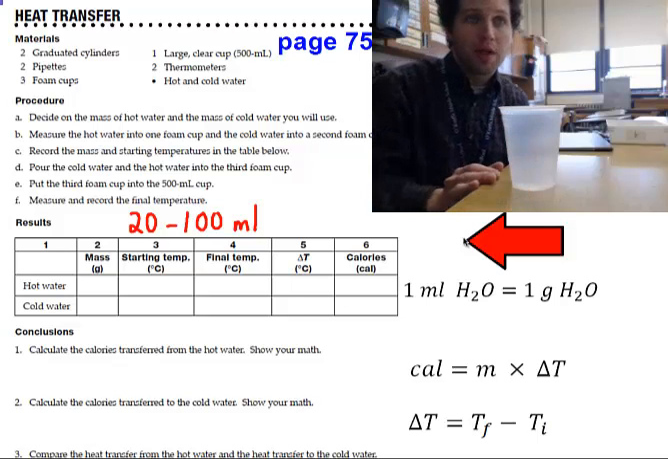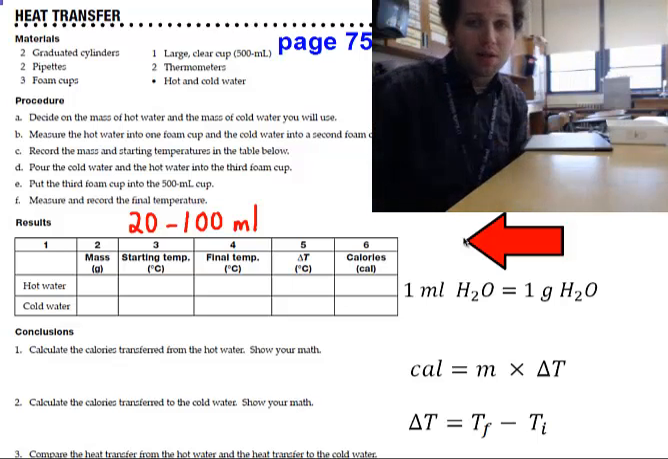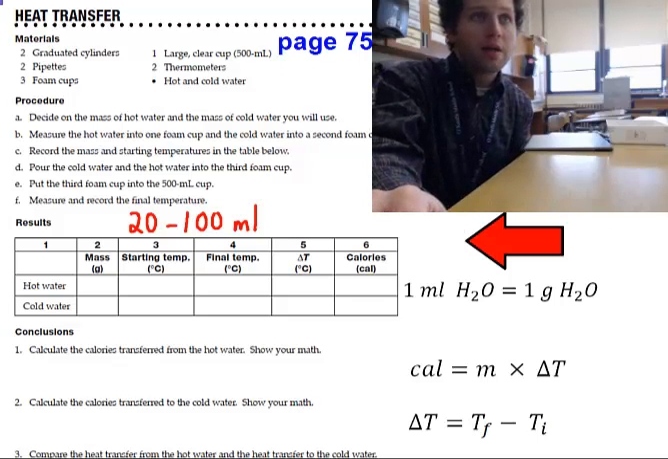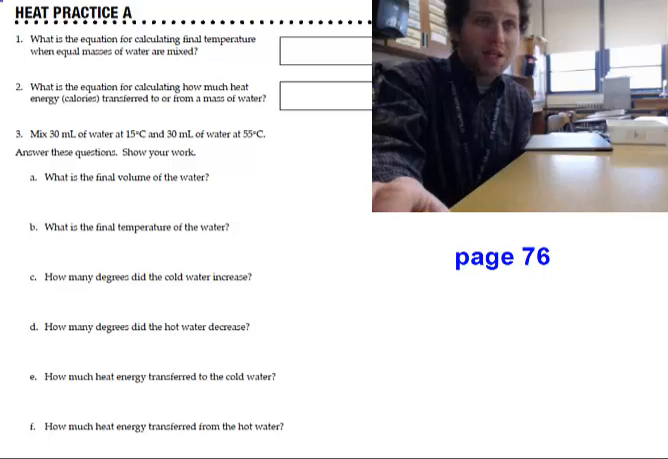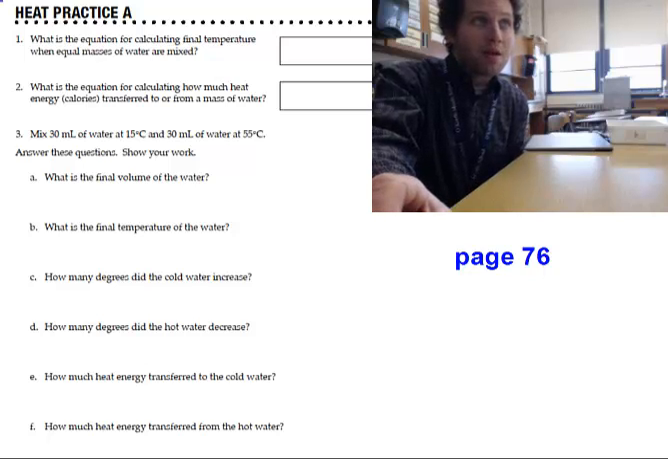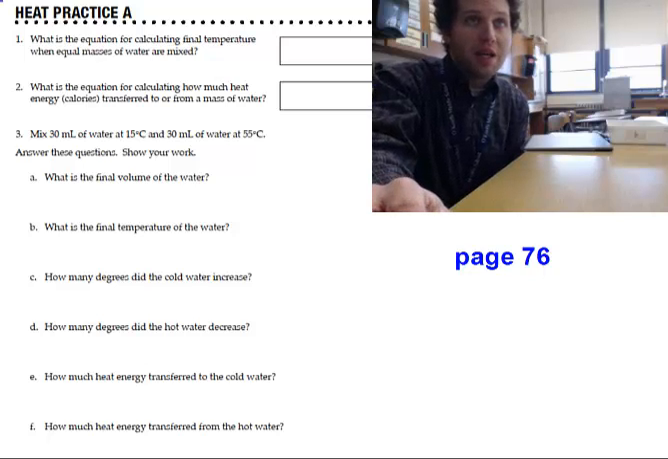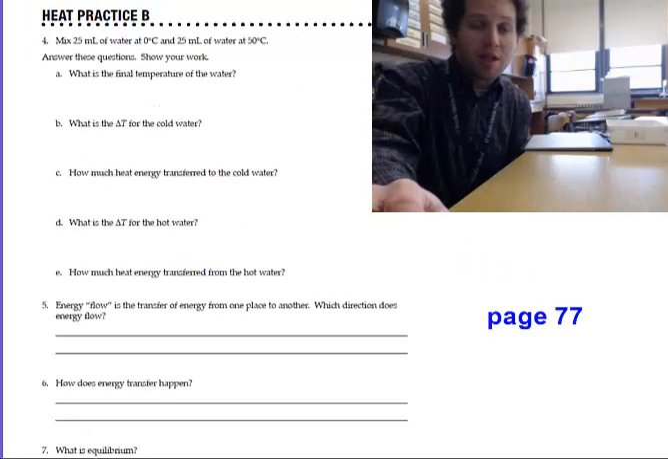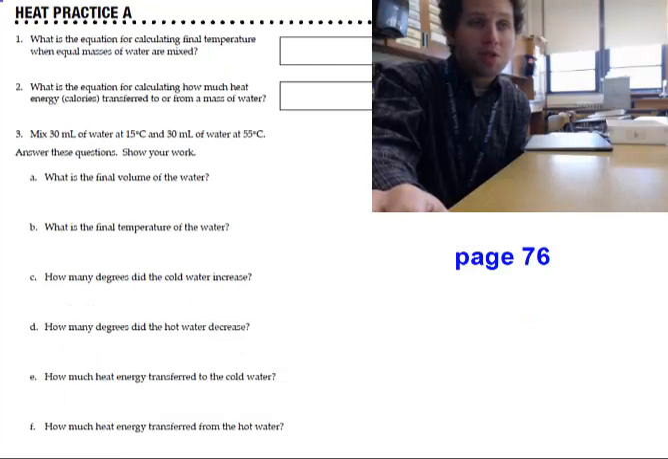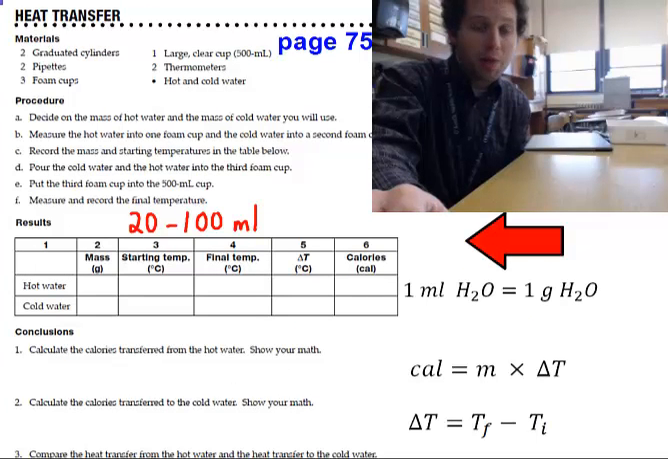You should clean up your lab station and put all the materials away the way you found it when you arrived. Then look ahead to page 76 and 77. 76 is labeled Heat Practice A, and page 77 is labeled Heat Practice B. You should practice using your equations to calculate temperature change in each of these practice pages.